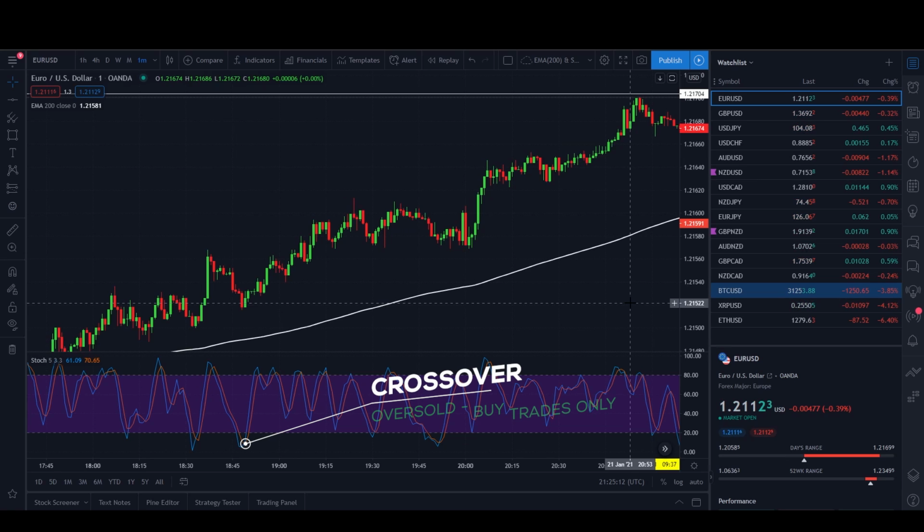On the other hand, if we have a crossover in the lower area, we will be looking for a buy trade because it's an oversold zone. So this is super important for you to understand how this tool works in Forex trading.